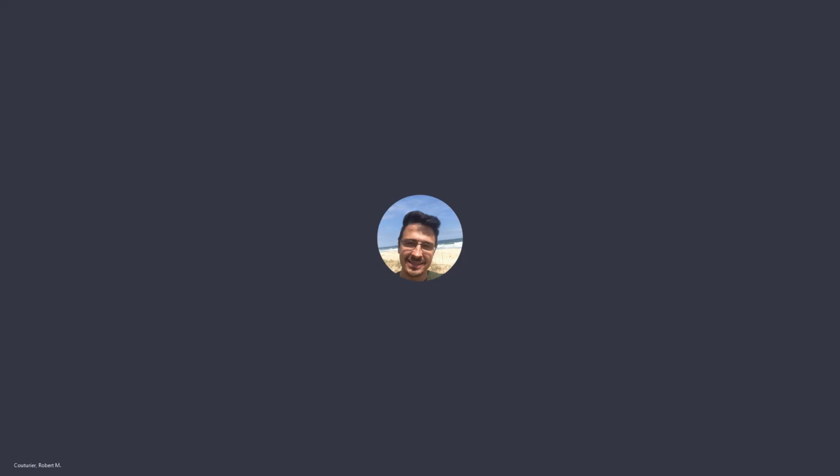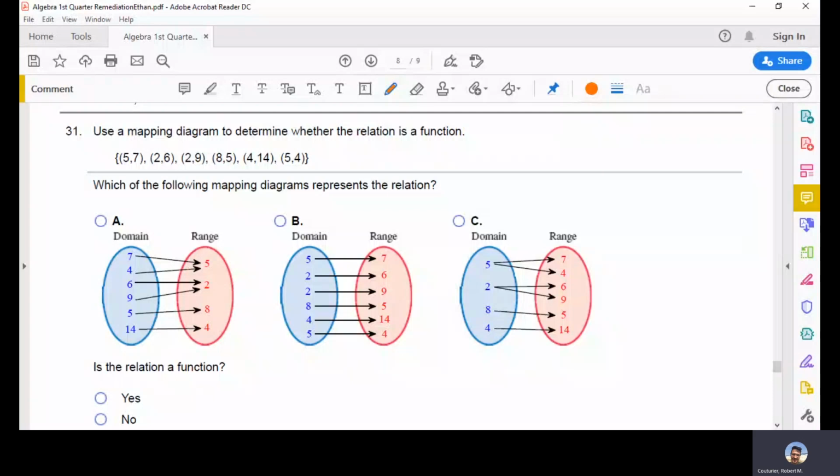Hey everybody, so we are finishing up. This is the last of the quarter one review. This is part 5 of your quarter one review. This is going to talk about being able to determine if something is a function by looking at their solution sets, using mapping diagrams, vertical line test, and then putting it all together with the arithmetic series.